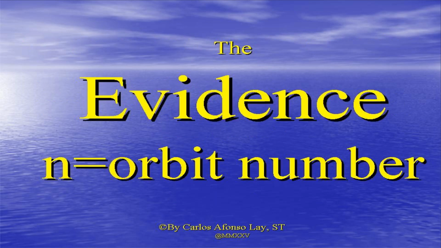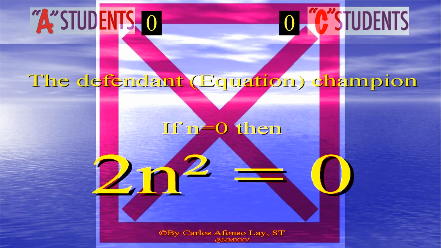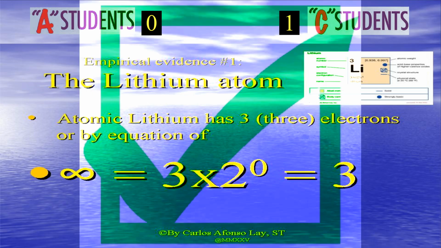The evidence is n equals the orbit number. How if n equals 0? This applies to chemistry. The defendant equation equals 0. The empirical evidence number 1 given by Leibniz-Cat equals 3. Here we are given the lithium atom. We have a score here of 0, 1.